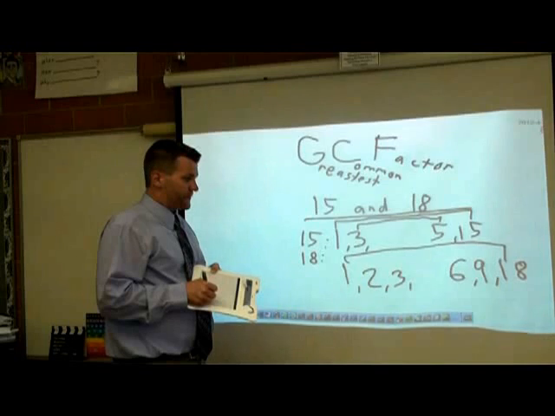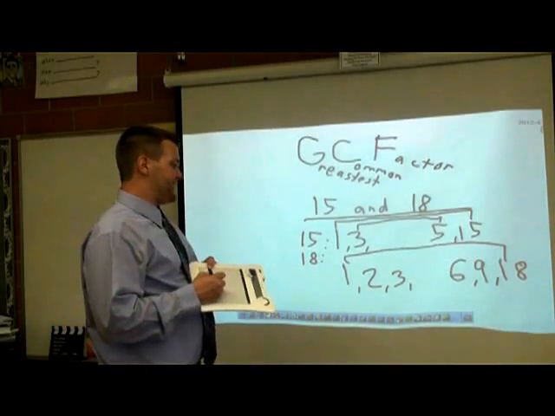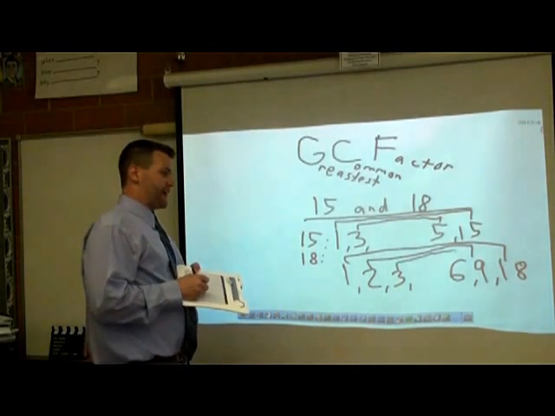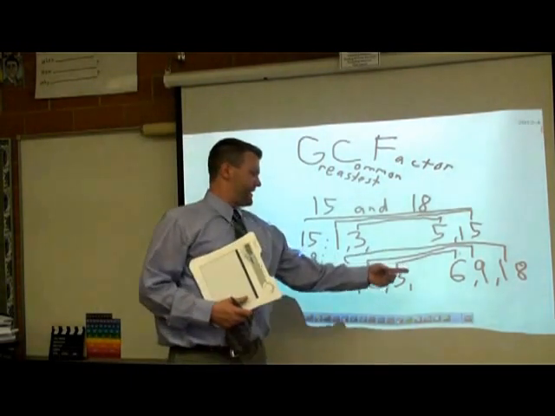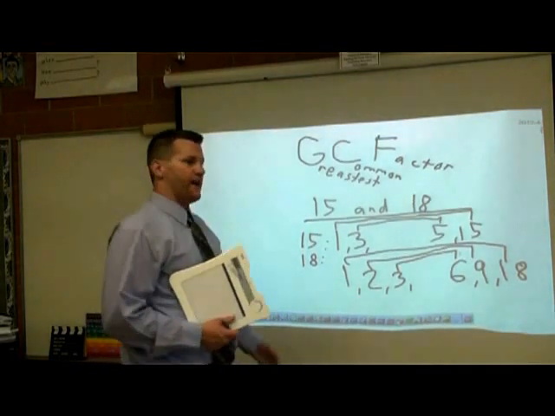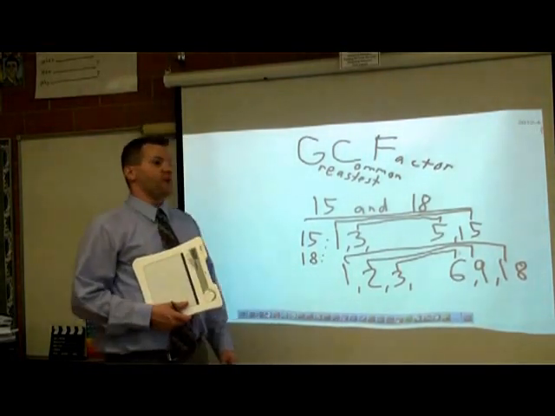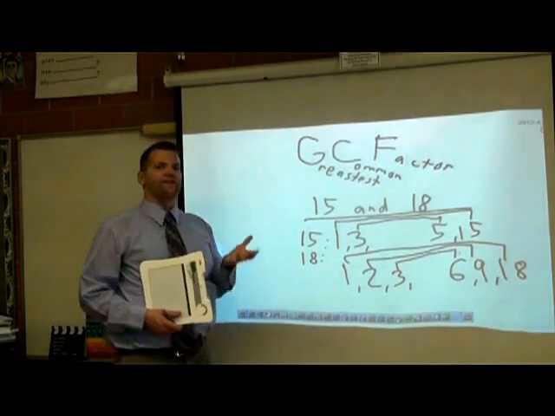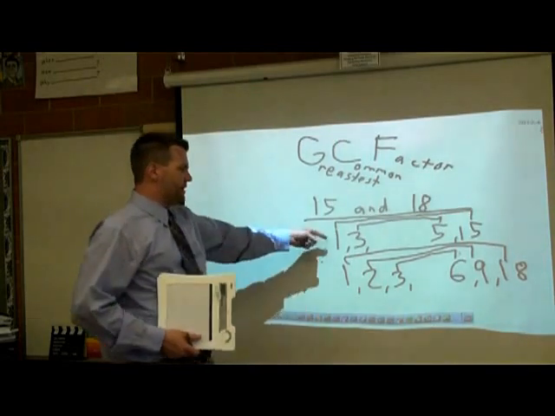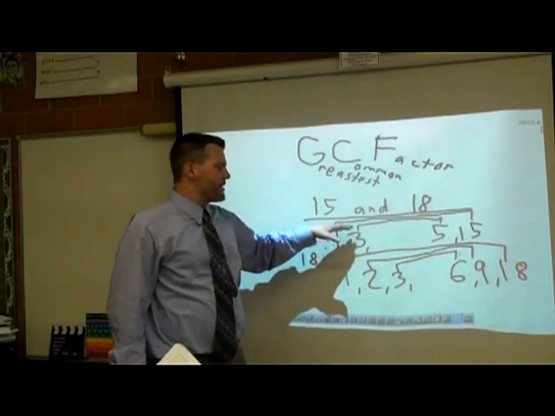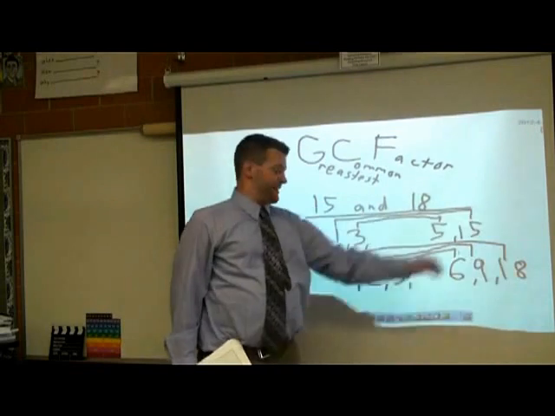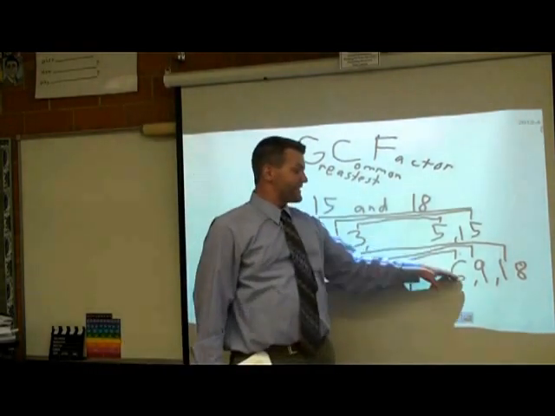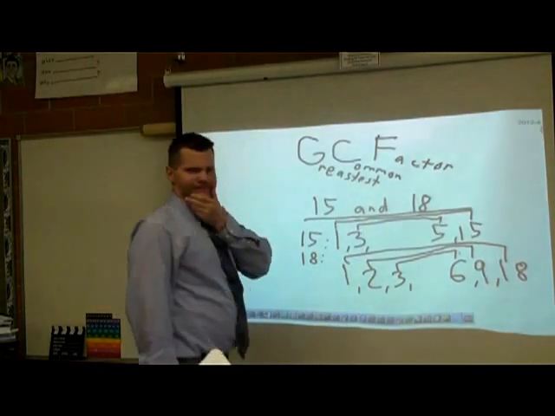So look at this here. We have 1 times 18 is 18. 2 times 9 is 18. And 3 times 6 is 18. Those are all factors of 18. Let's look at this now. Do we see any numbers that they both have in common? Now 15 has factors 1, 3, 5, and 15. And 18 has factors 1, 2, 3, 6, 9, and 18.